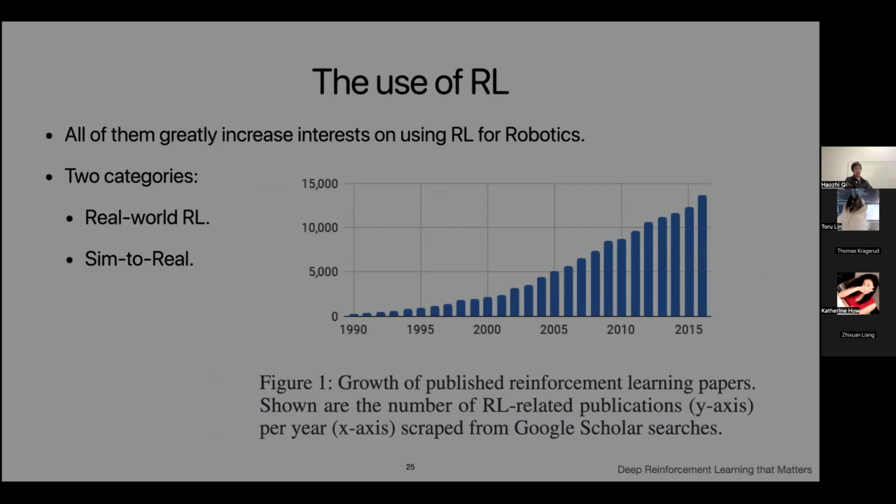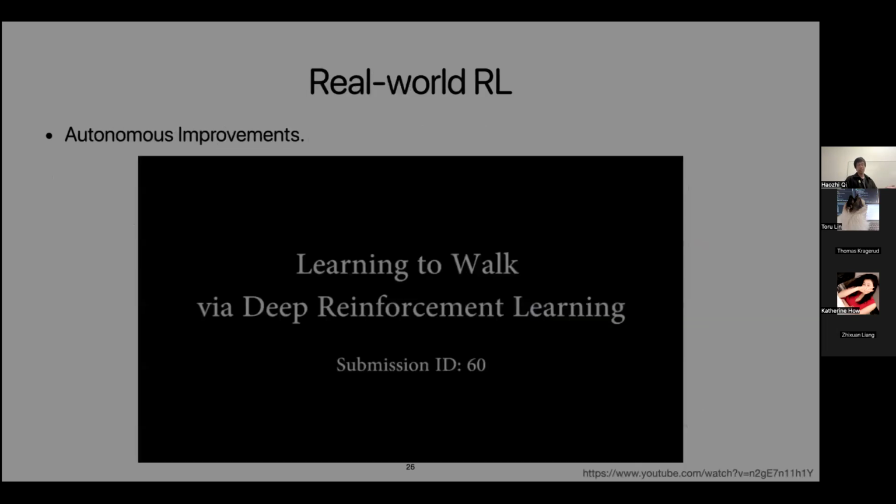So when we consider applying RL to robotics, there are definitely two categories. The first one is you can run your RL algorithms directly in the real world, on your real robot, and receive the interactions from the environment. And another way is to use sim-to-real. I'll describe them one by one.